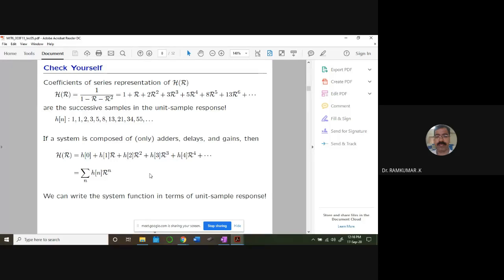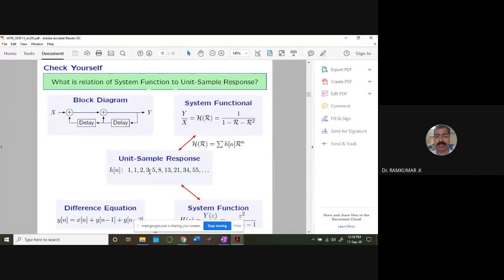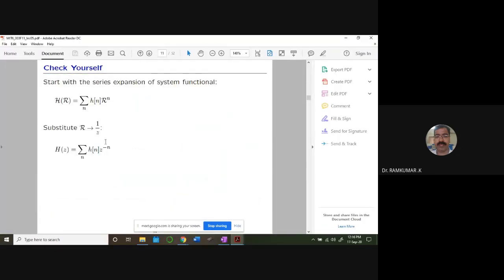Now I can change the r into 1 by z. So then what do I get? If I put r equal to 1 by z, I'm going to get h of n z power minus n. This is a very famous discrete time transfer function of linear time invariant systems, and h of z is equal to the sum of h of n z power minus n.